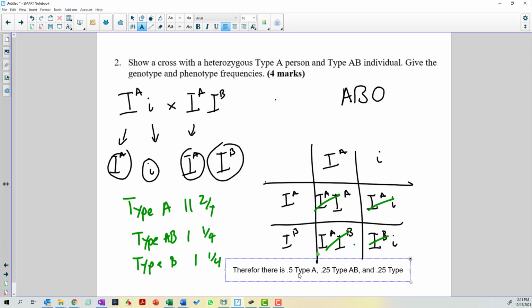decimals. Remember, decimals, fractions, percentages, they're all the same thing, but you need an answer. And it was very important for you to tell me that 50% of the offspring are going to be type A. And if you didn't tell me that, if you broke it down too much and you gave me 25% this, 25% that, then you didn't get full marks. So it's very important that you identified that this and this are type A. Next question.